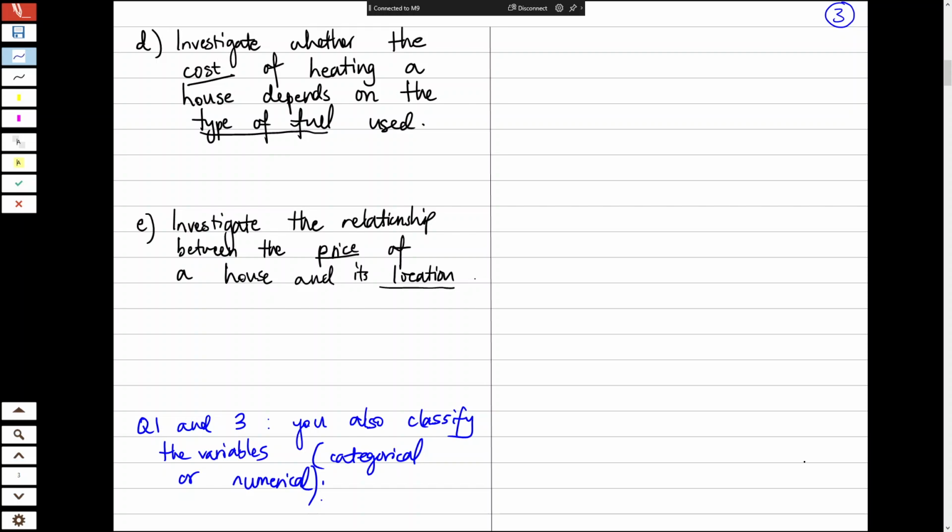Okay, so we'll do a couple more. Type of fuel versus cost if you're trying to heat up your home. All right. And last one, house price and location. What's that saying? There are 3 things in real estate: location, location, location. Something like that.